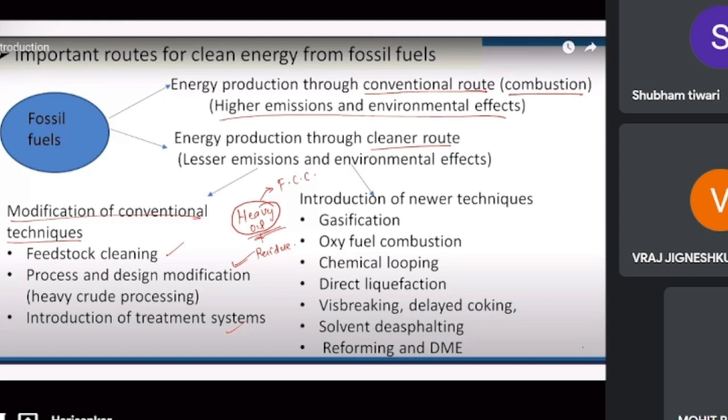And then there is the other method, which is moving forward to newer techniques, something like a gasification process, oxy-fuel combustion, chemical looping, direct liquefaction, visbreaking and delayed coking, solvent de-asphalting, and reforming processes. So these are just the names of a few newer techniques that can be followed, that are considered to be a cleaner route compared to the conventional routes of energy harvesting.